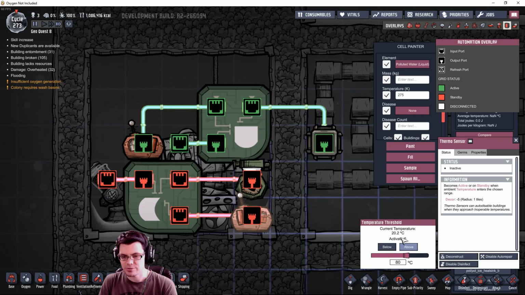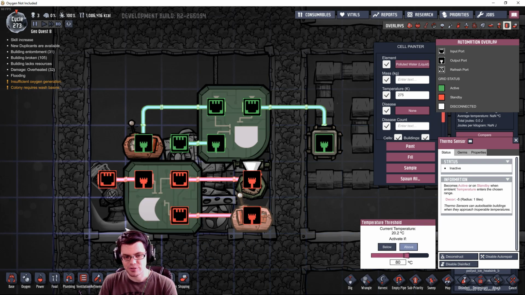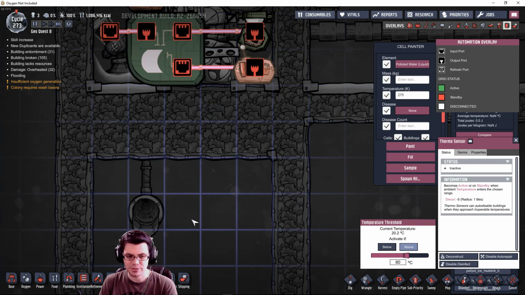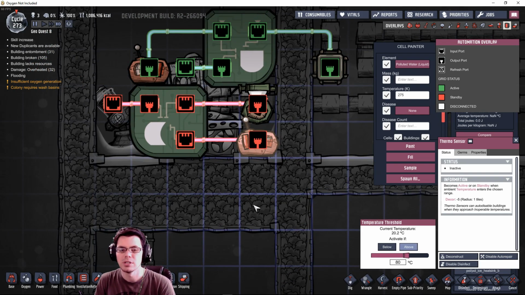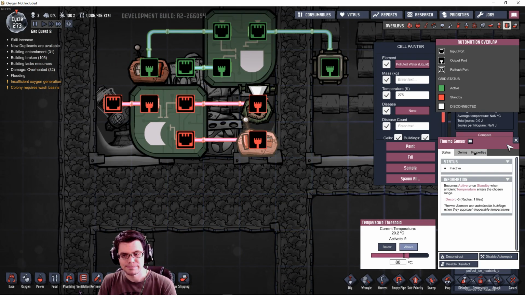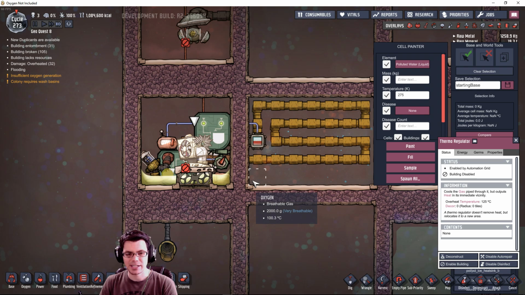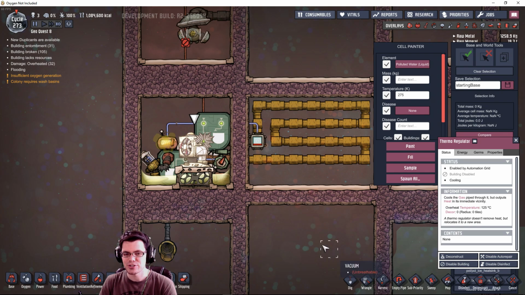Down here on the bottom, we also have a temperature, so once we reach a certain temperature of polluted water, we're then going to pump it out into another chamber and bring in some nice cool polluted water. So that's the air conditioning setup right here in kind of a conventional manner.